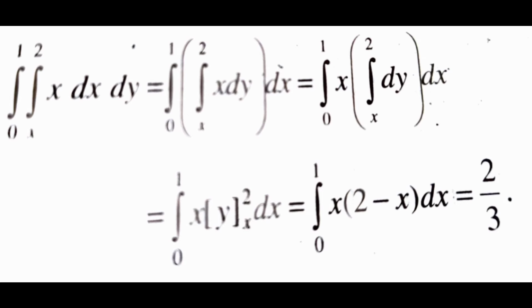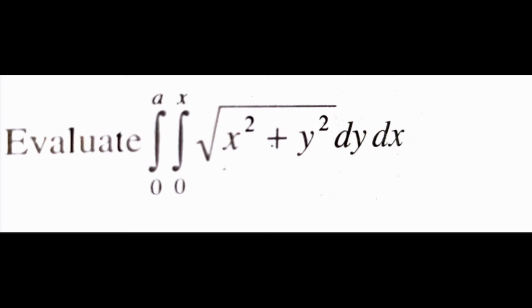That is, the integral from 0 to 1 of x times the integral from x to 2 of dy dx. Here first we integrate with respect to y. Therefore, the integral from 0 to 1 of x times y, with upper limit 2 and lower limit x, dx. Then we get the integral from 0 to 1 of x(2 - x) dx, which is equal to 2/3. 2/3 is our final answer.